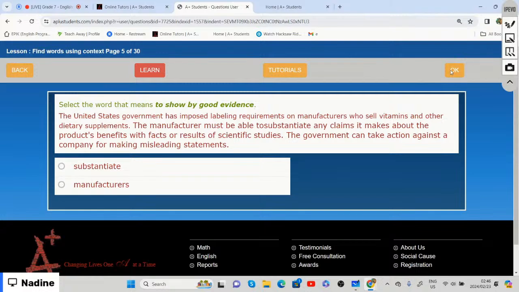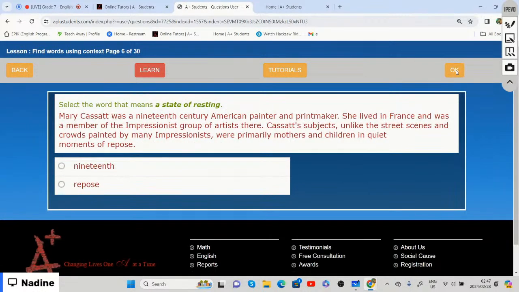So they're saying that the manufacturers must be able to substantiate, right? You need to come up with claims it makes about the product's benefits with facts or results of scientific studies. So if we were to show by good evidence, then it means that we need to substantiate any claims that it makes about the product's benefits. Because to manufacture is of course to make something, but to substantiate is to basically come up with evidence.